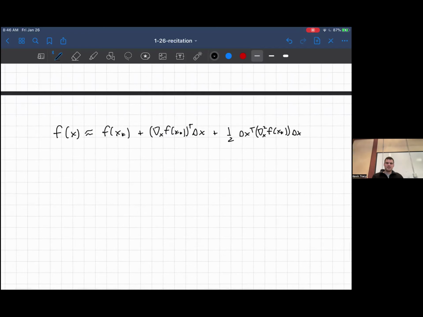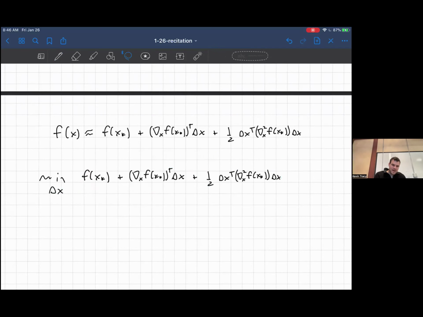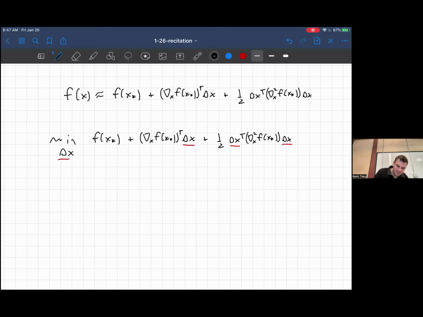So if I approximate my function like this right here, I get a new problem that says minimize with respect to delta x this thing right here. And now let's write out the optimality conditions of this. Given that I'm optimizing over delta x, this is a quadratic form, so it's very easy for me to take any derivatives I want to. In order for this to be optimal, the gradient of this function equals 0. The gradient of which is just this.